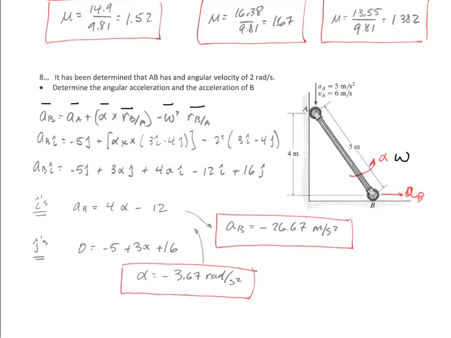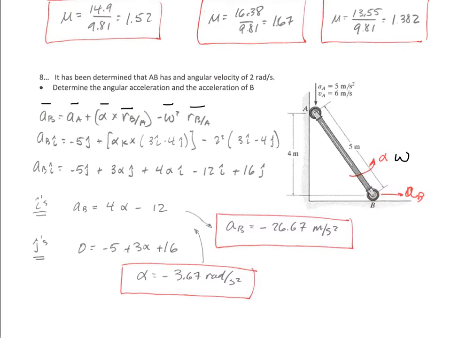The angular speed here was equal to 2 radians per second. The acceleration of a is given. Acceleration of b we know only goes in the x direction because it's constrained to move. It's only going to go in the x direction. Anyway, you put all those things in here. The alpha, as I've given here, is a positive k, meaning counterclockwise for our cross product.